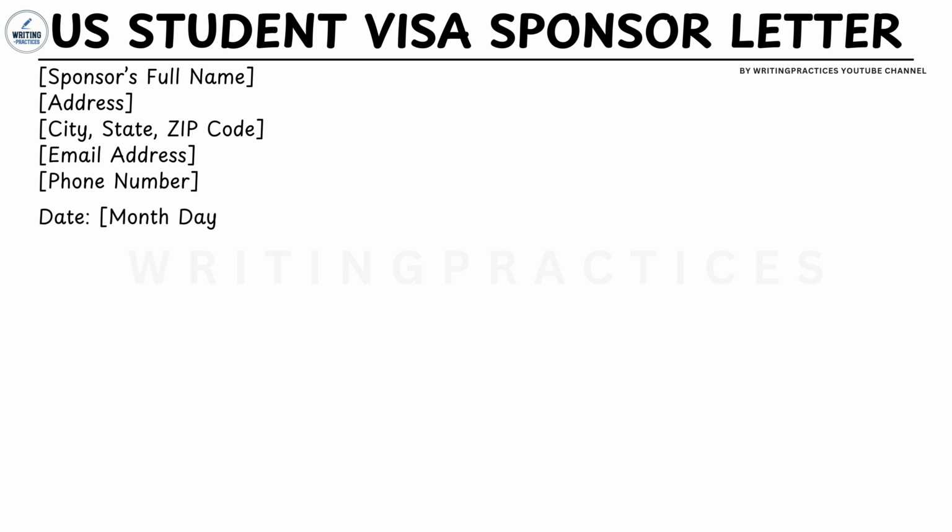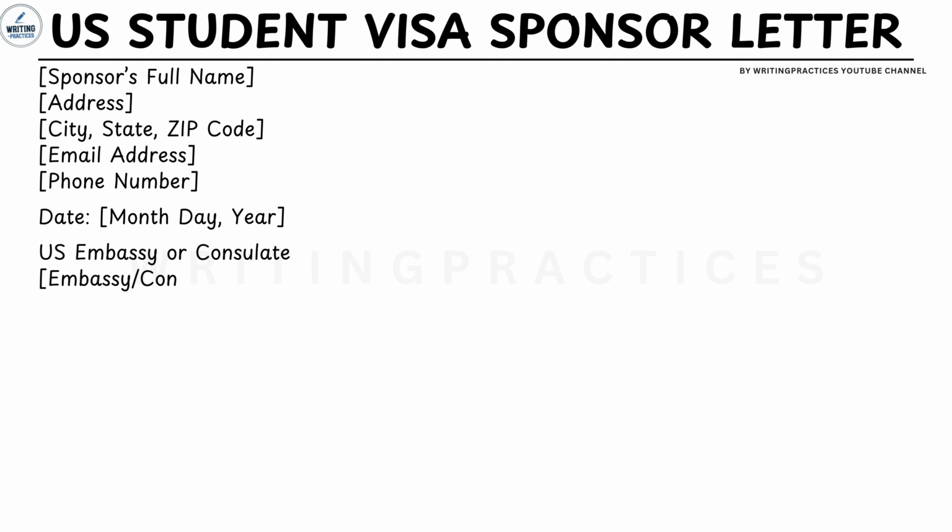Date. Next, include the date on which the letter is being written. Example: date, March 12, 2025. The date is important for record keeping and shows that the letter is recent and relevant to the visa application process.